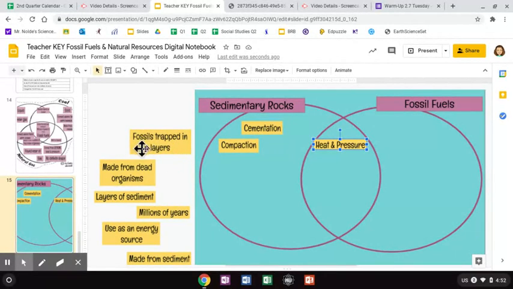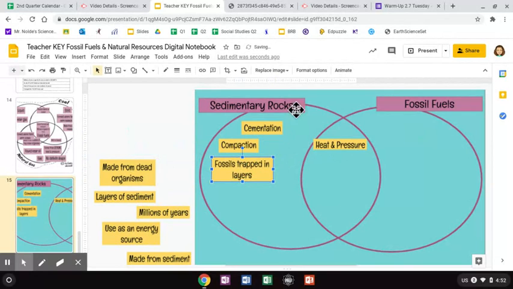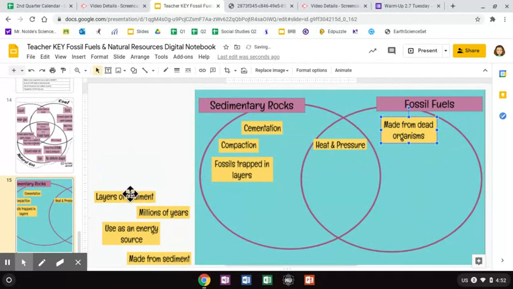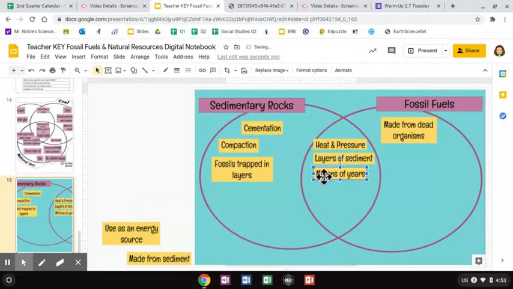Fossils trapped in layers. So fossils refers to the organisms that become hard, and then now we can see them as imprints or fossilized bones. So remember, fossil fuels are made from organic matter, from those organisms that get trapped. But the difference is fossils in sedimentary rocks are the hardened remains of those organisms, whereas with fossil fuels, the organisms actually change to become a fossil fuel. Made from dead organisms would be fossil fuels. Layers of sediment is required for both. Millions of years would be both. They both take millions of years to form. They both require layers of sediment to form.